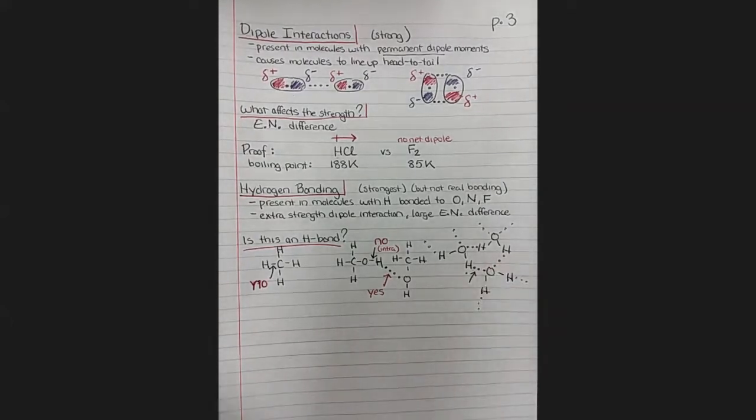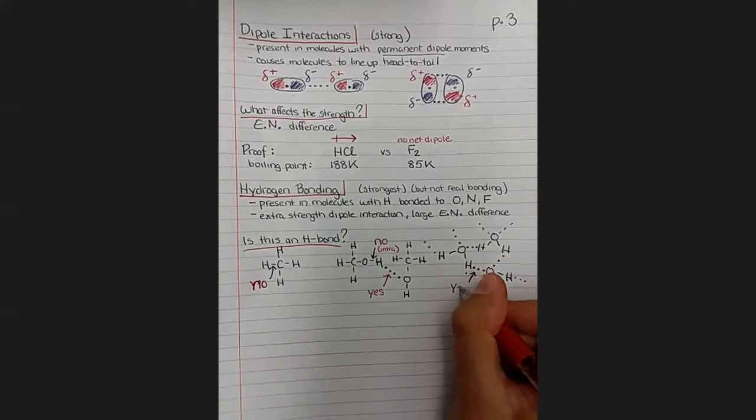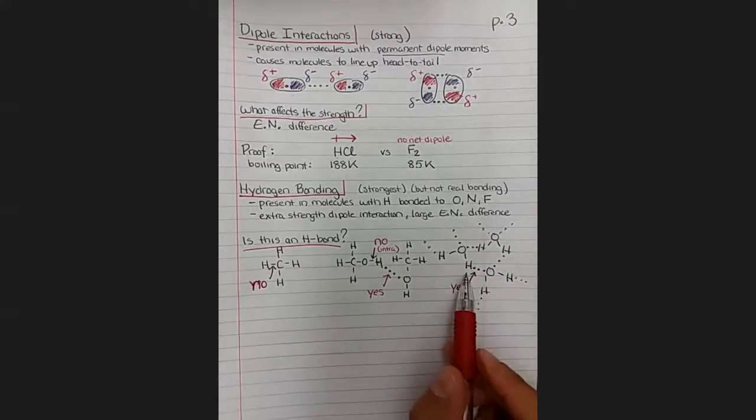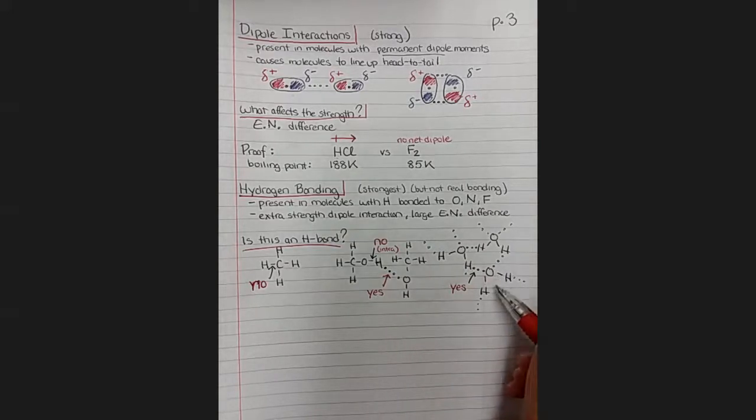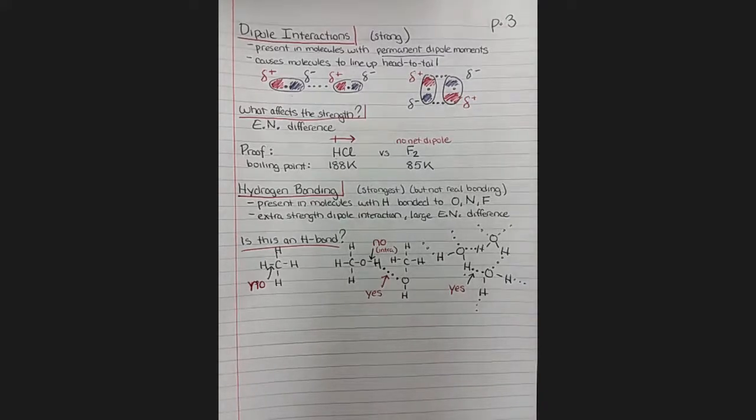And this leads to several other super cool properties that we're going to learn about later. So this interaction between a hydrogen bonded to an oxygen in one molecule and an oxygen that has a hydrogen in another molecule, that interaction is hydrogen bonding.